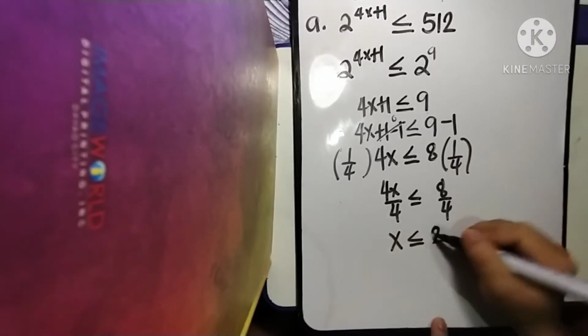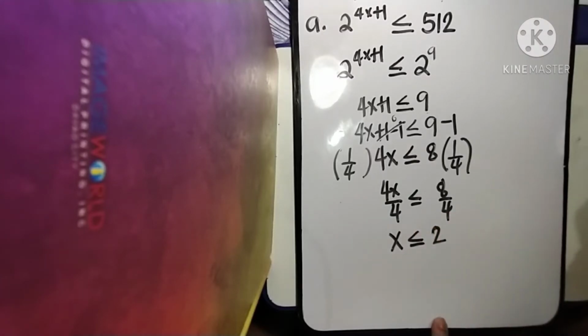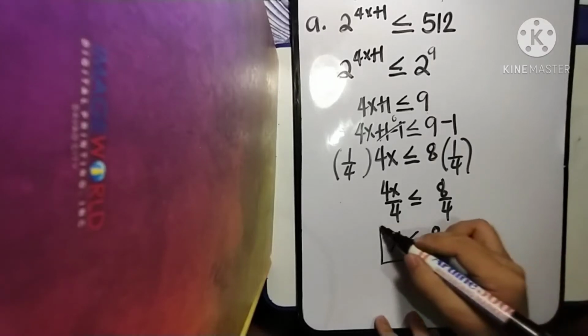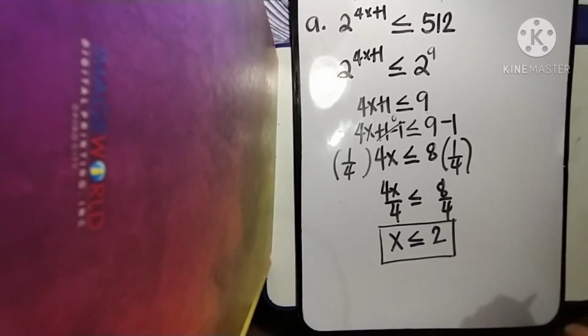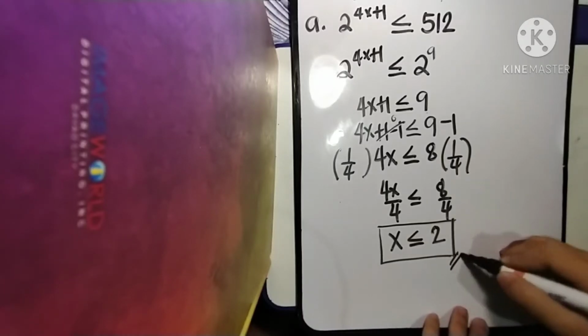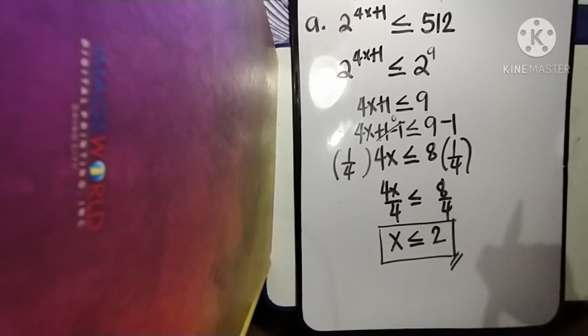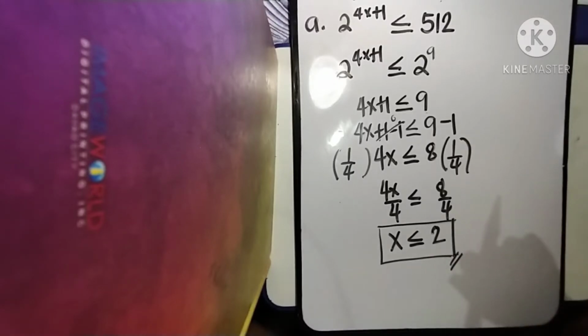So, therefore, the exponent of x is now 1. So, therefore, we now have a solution set to our given inequality. We have the solution set: x is less than or equal to positive 2. Okay? So, that is how to solve exponential inequalities. Now, let us proceed with the next example.